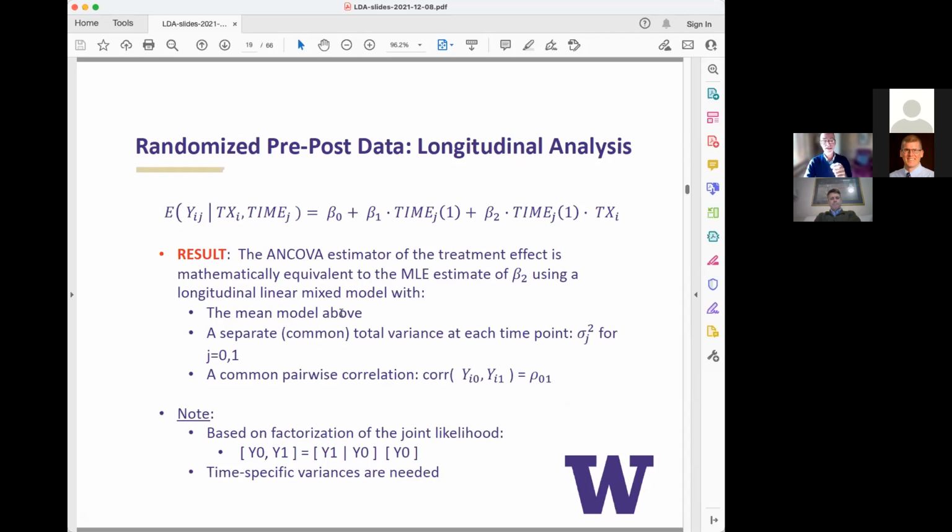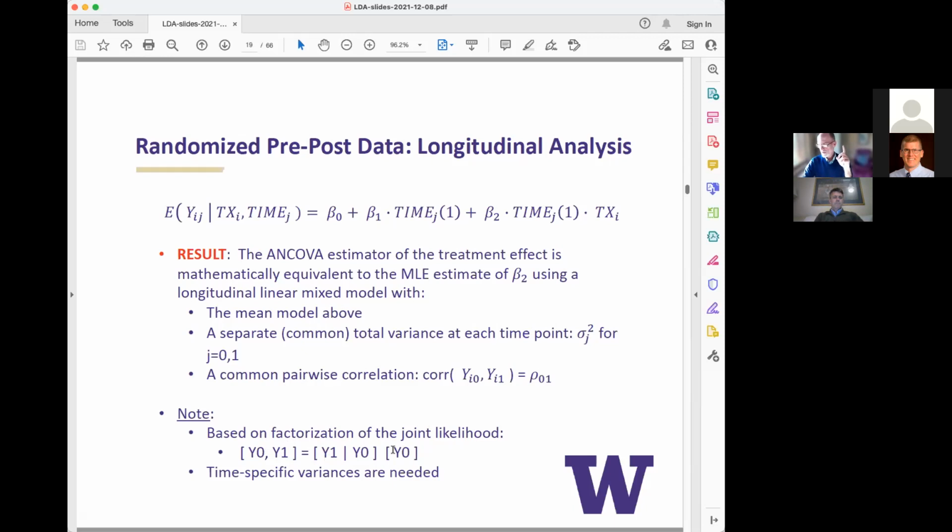You use this mean model, don't put in that extra treatment effect at baseline, and you use a separate variance at each time point. In this example, there's only 1 pair of times, so there's just 1 correlation. We can show this just by factoring the joint likelihood. What's the likelihood for Y0 and Y1 given covariates? We can decompose it into Y1 given Y0 and then Y0, and Y0 is the part that has really no information about treatment in it, because that's pre-randomization.